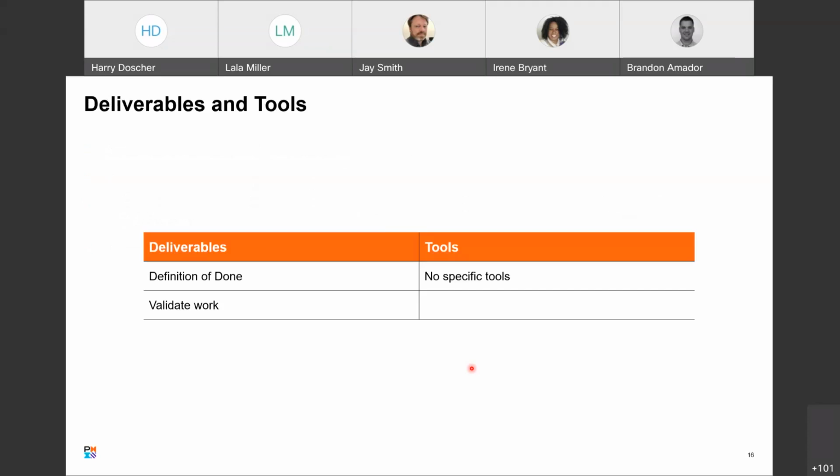Now, deliverables that they list are definition of done. This is for both waterfall and agile efforts. And then validate the work that you've done. And they don't list any specific tools. So it's going to depend on the situation that you're in. This may be a question on the test, where what are the tools that are used to close the project or the phase.